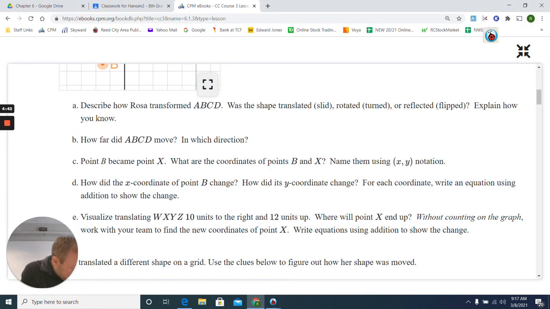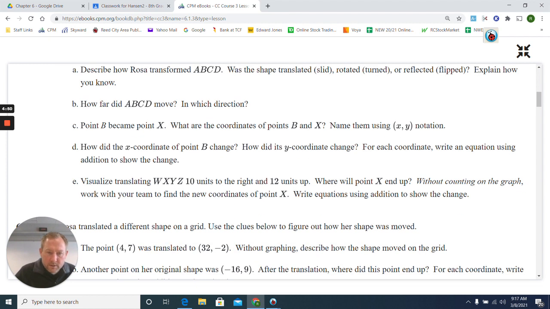Part E. Visualize translating WXYZ 10 units to the right and 12 units up. Where will point X end up? Without counting on the graph, work with your team to find the new coordinates of point X. Write the equations using addition to show the change.